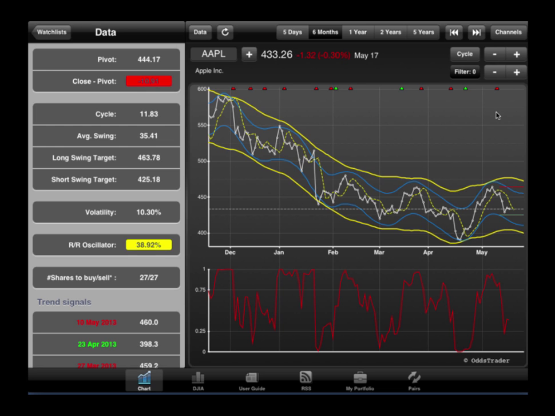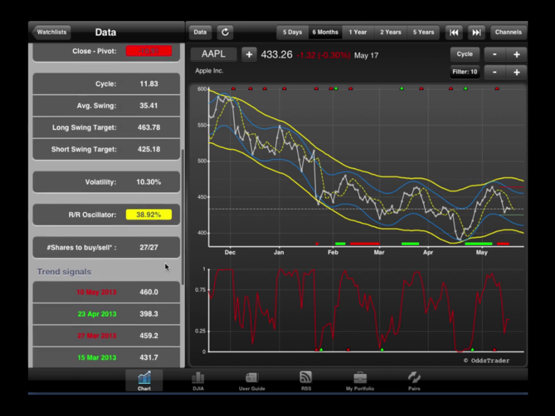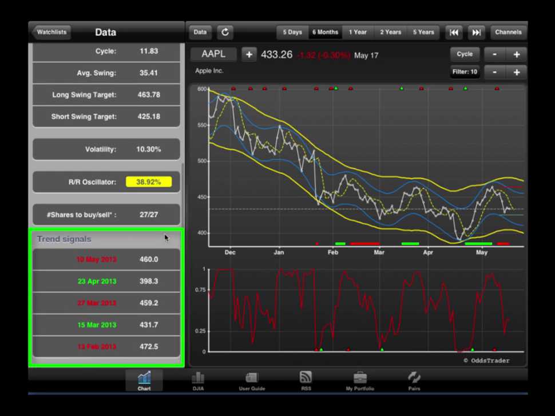And last but not least, OddsTrader helps you visualize 2 of the many trading strategies which can be implemented using the app. The rest are discussed in the app's user guide. The top signal is based on a trend following strategy and calls for buying, selling when price is above, below the pivot line and the channels are pointing up, down.